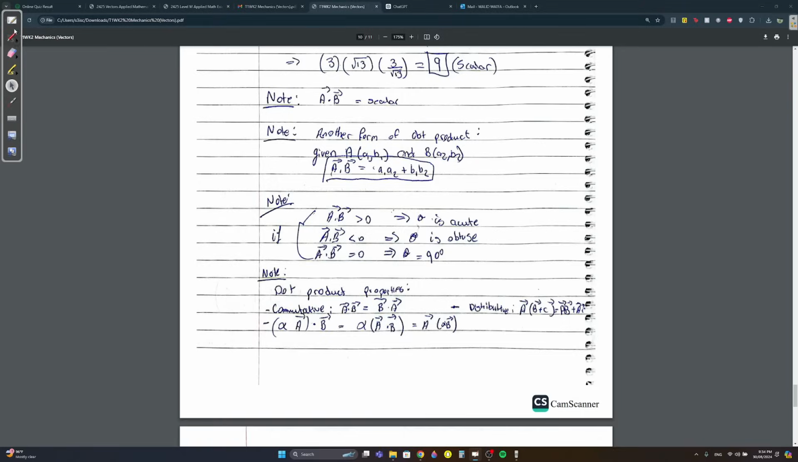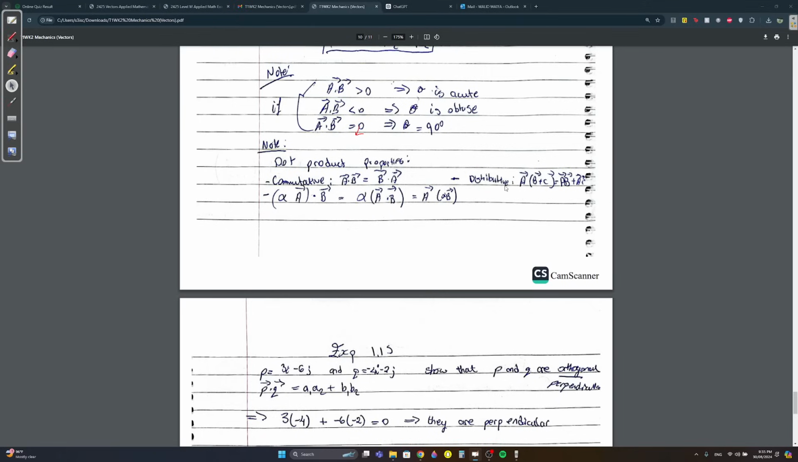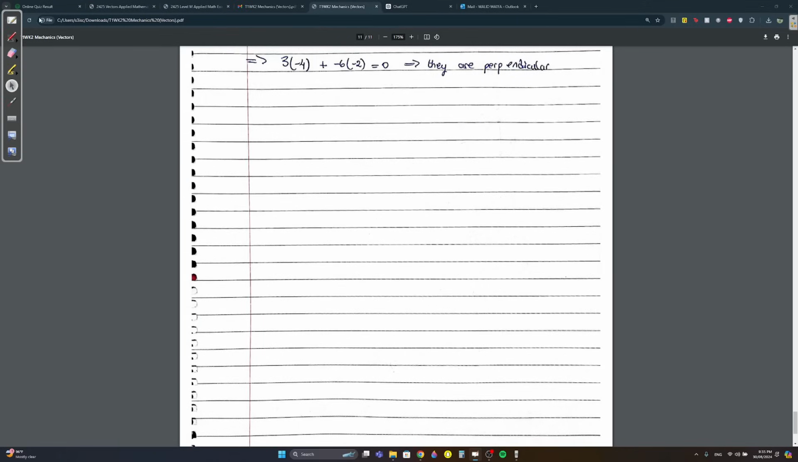We have some notes. If A times B is greater than 0, then the angle in between them is acute. If A times B is less than 0, then the angle between them is obtuse. But the most important one, if A times B is equal to 0, then it's 90 degrees. And I'm pretty sure they're going to ask you something that has to do with this last one over here, because it came in the book and our physics teacher told us to pay attention. It came before. These properties are not really important. I think we're done. Let's start with the quiz.